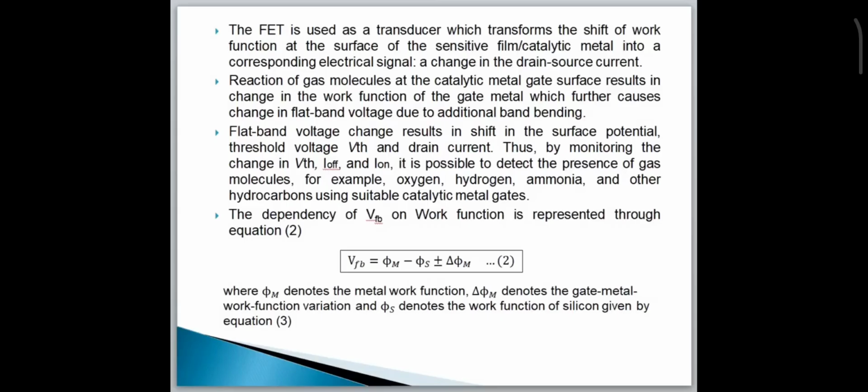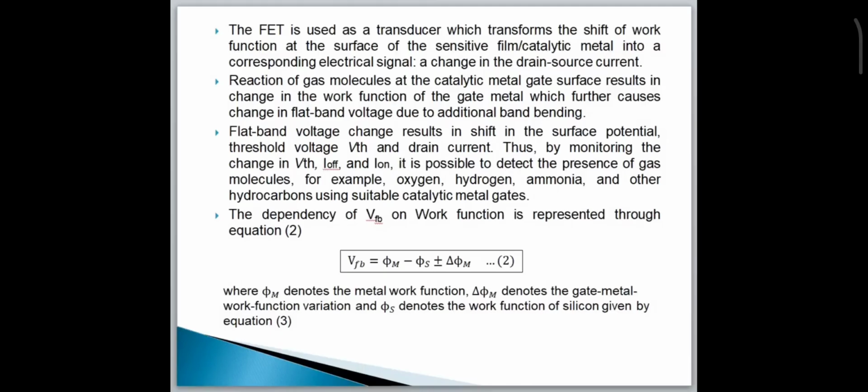For example, oxygen, hydrogen, ammonia, and other hydrocarbons using a suitable catalytic metal gate work function. The dependency of the flatband voltage VFB on work function is represented through equation 2. How the change in the flatband voltage varies with the change in the gate metal work function.